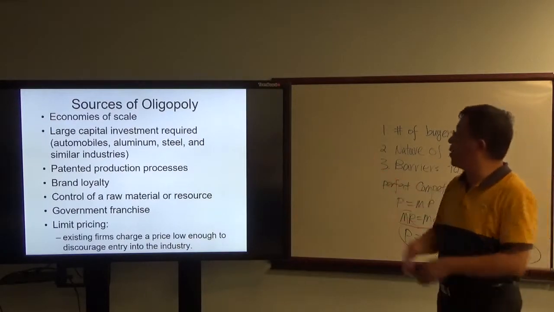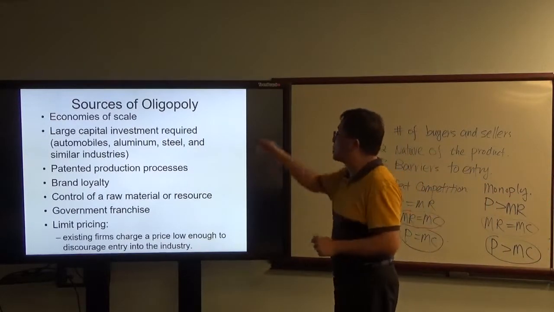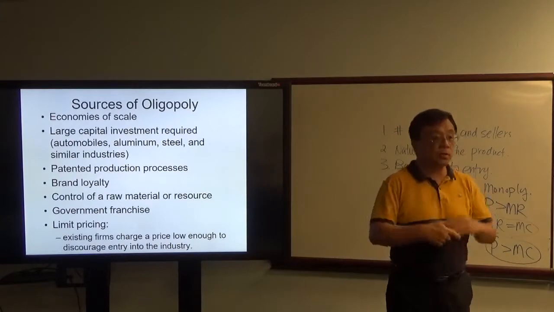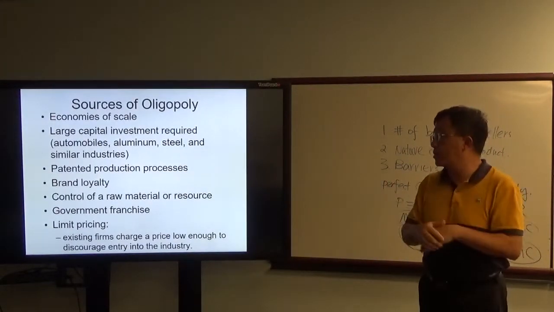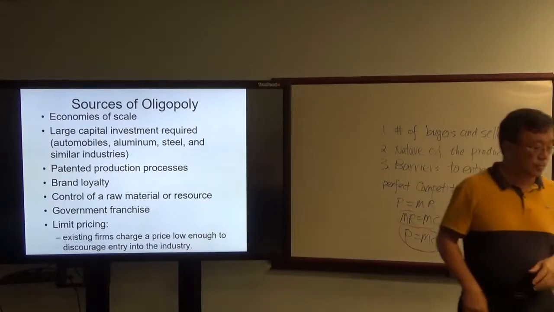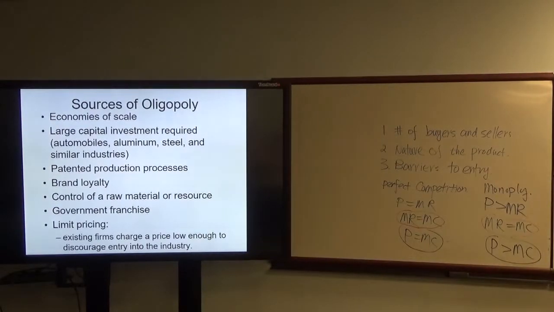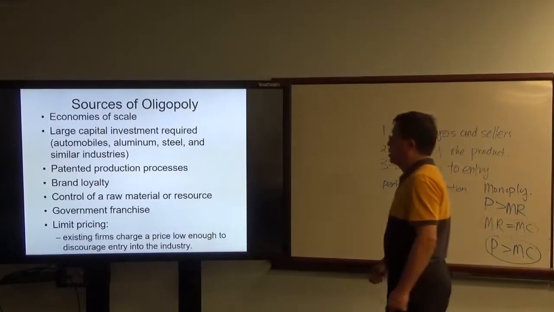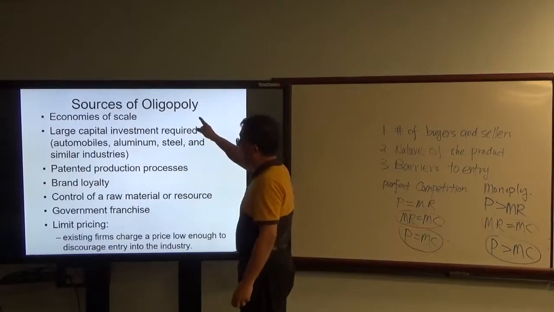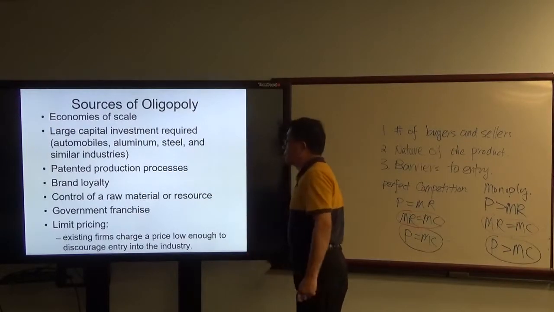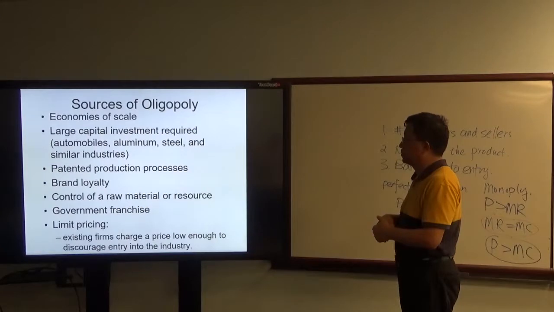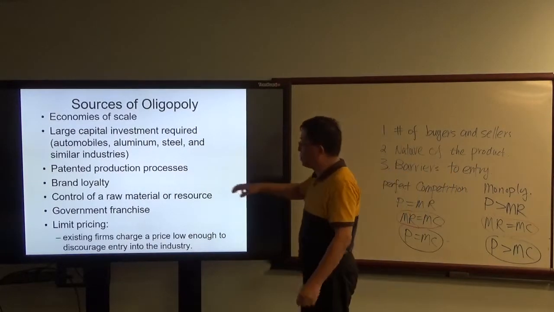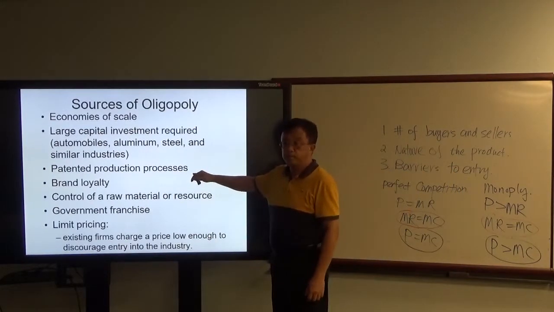So the sources of oligopoly: economies of scale, because only large companies sometimes can enjoy it. What is economies of scale? The more you produce, the lower the cost, right? The lower the cost. So only large companies can enjoy the economy of scale. Another source is government protection, such as copyright.